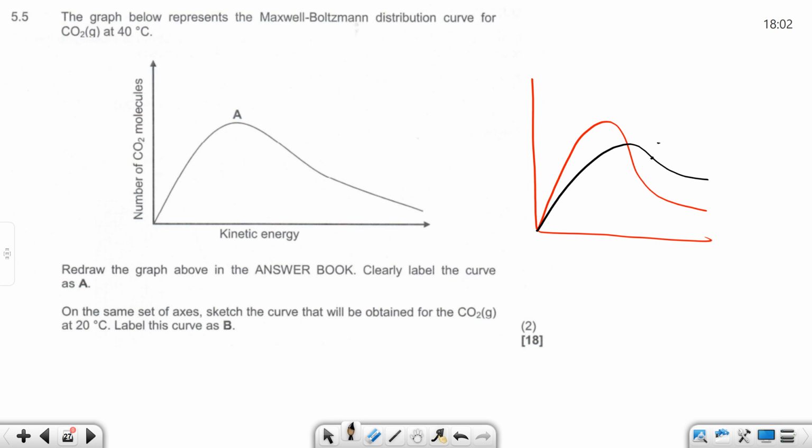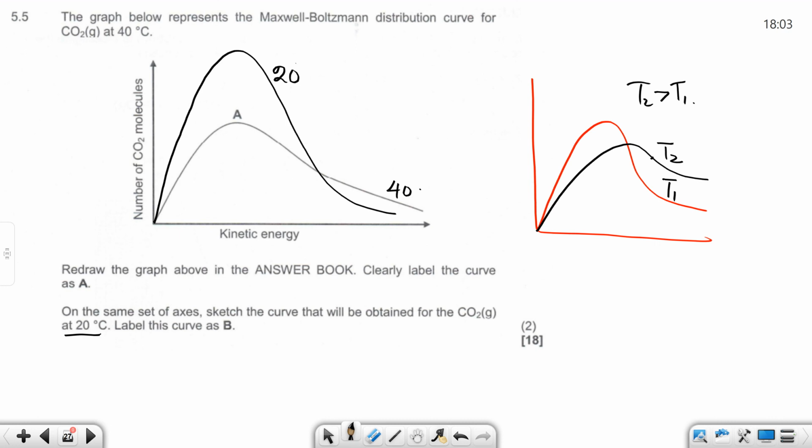Know that the one below is a higher temperature. Please, T2 is greater than T1. Now, if the examiner says on the same axes, sketch the curve obtained for CO2 at 20, and this one is 40, my 20 should be higher. It's the Maxwell-Boltzmann distribution curve.